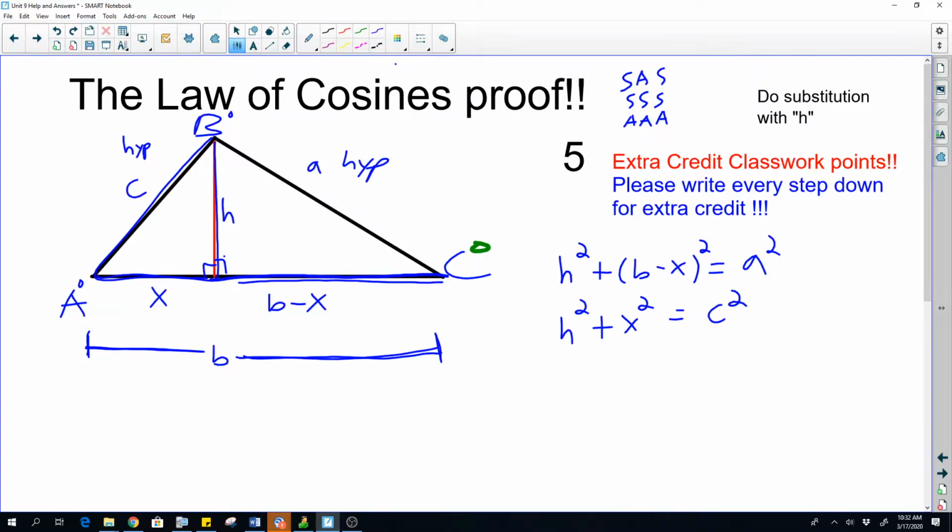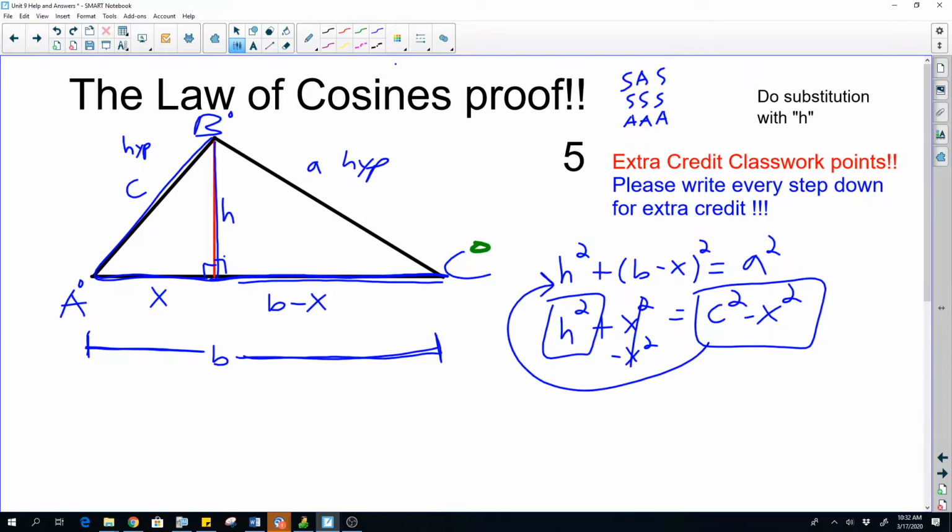Now, what if we solve for h squared and plug it into the other one? What a good idea. So we're going to subtract x squared over to this side, and then we've solved for h squared. H squared is equal to c squared minus x squared. Now we're going to take that whole thing, which is equal to h squared, and plug it right in place there. Substitution. Again, what's our main goal? Our main goal is to come up with a formula that gives us a, b, and c in it, all the side lengths, in case we ever want to solve for side side side, or side angle side, or angle angle angle. But right now we have h's and x's that we need to account for.